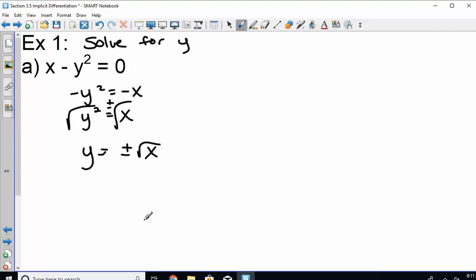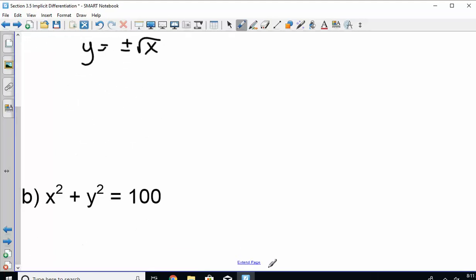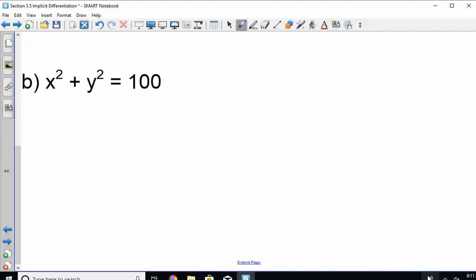In other words, if I were just doing the derivative, it becomes a little more complicated now because I have two possibilities for my function y. It could be equal to the square root of x, or it could be the negative square root of x. Why don't you guys take the second one and solve for y? Just quick practice, make sure you can manipulate your equations.